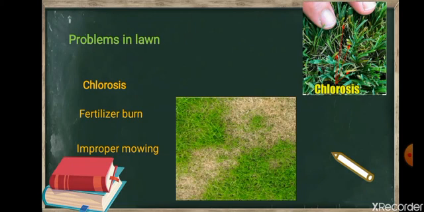Third is improper mowing. Lawns cut too closely turn yellowish and often look diseased or dry. It can be controlled by not mowing too much. Mow enough to remove not more than one third height of the grass at a time. Keep mower blades sharp.